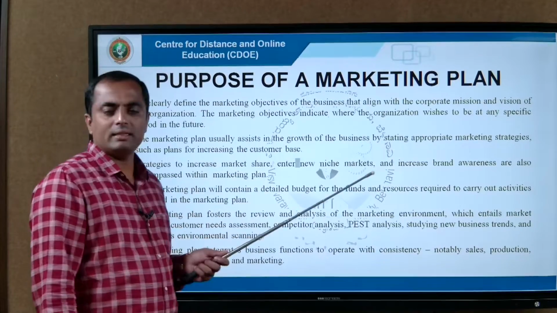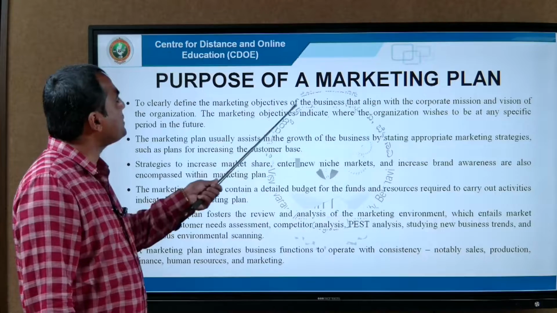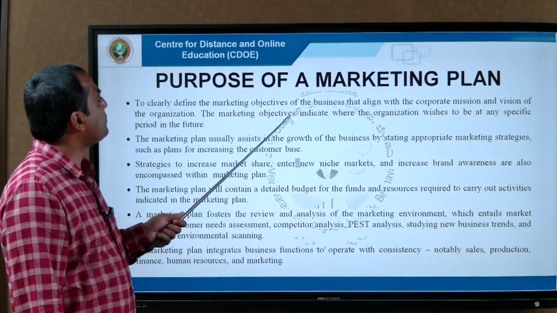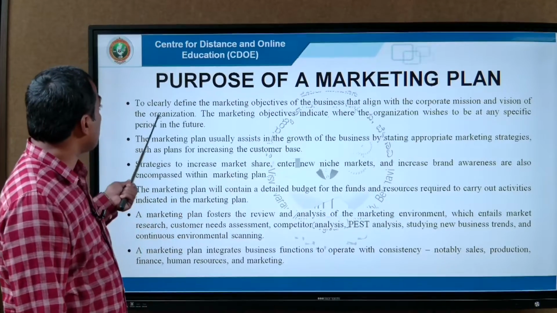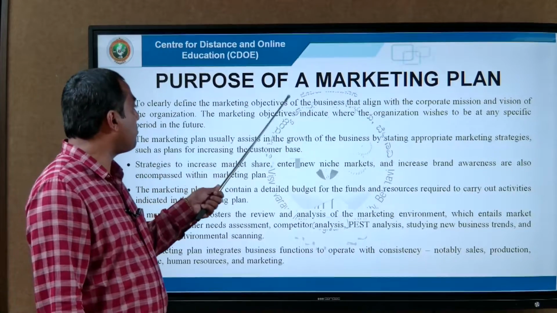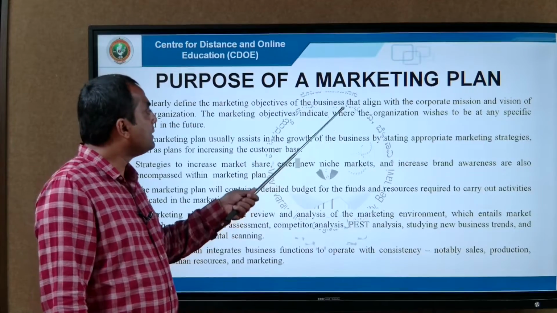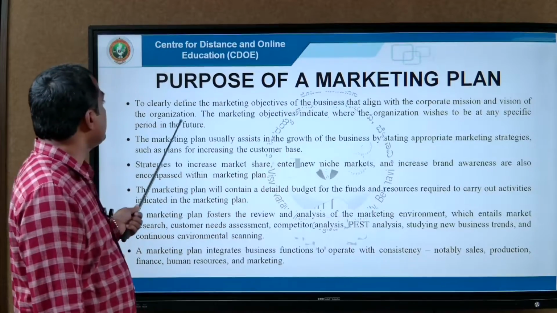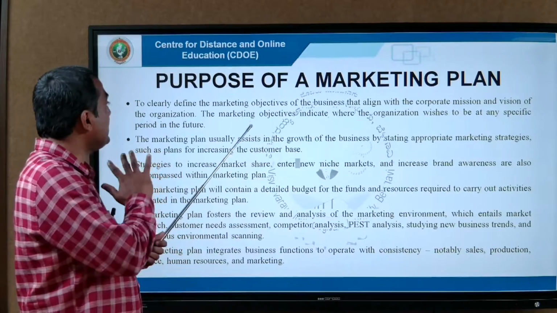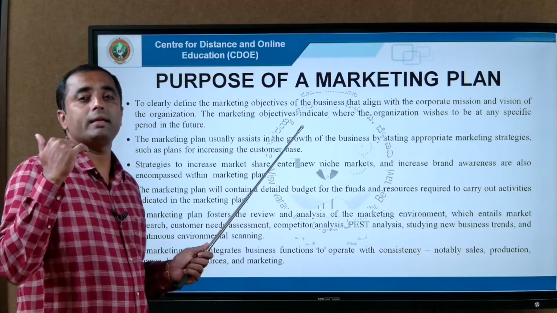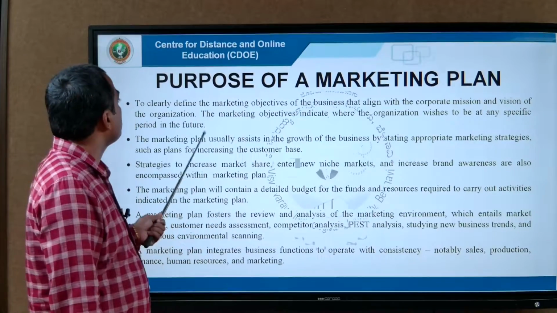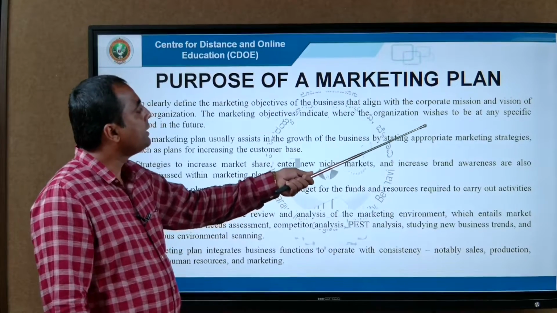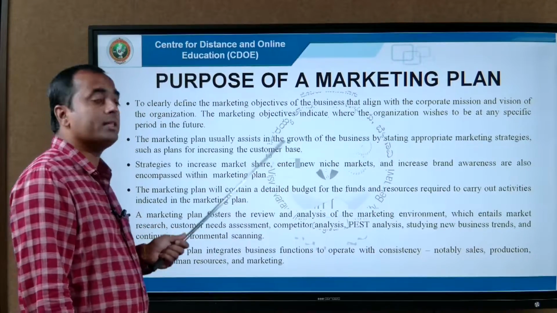So, now let us understand the purpose of a marketing plan. The purpose of the marketing plan is to clearly define the marketing objectives of the business that align with the corporate mission and vision of the organization. So, clearly define what the marketing objectives are. The marketing objectives indicate where the organization wishes to be at any specific period of time in the future.